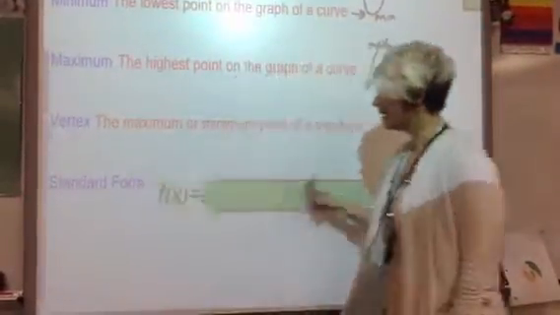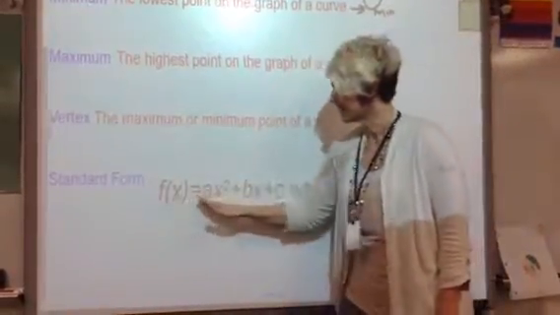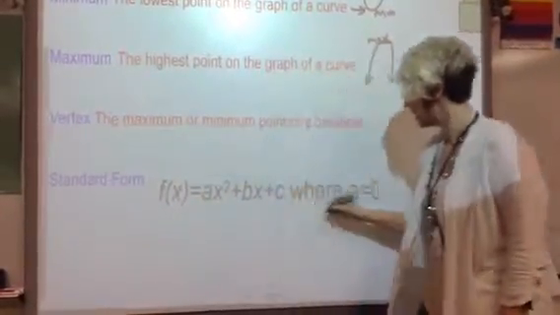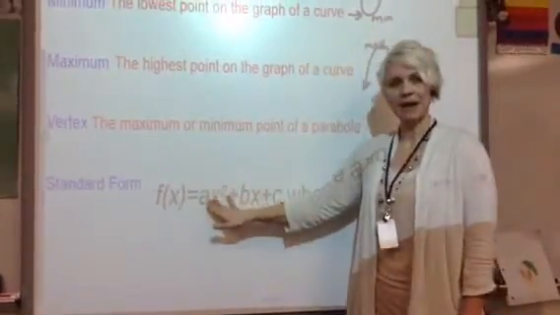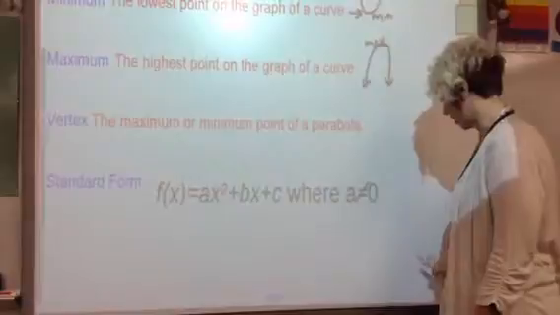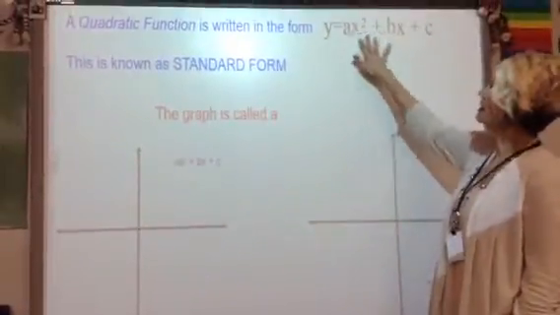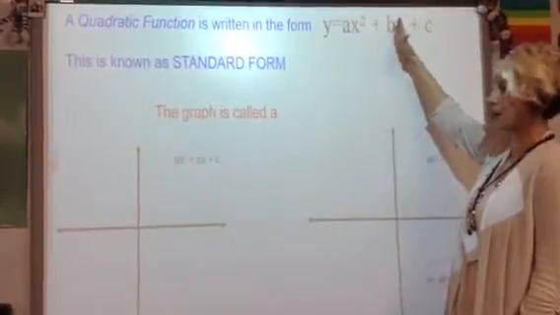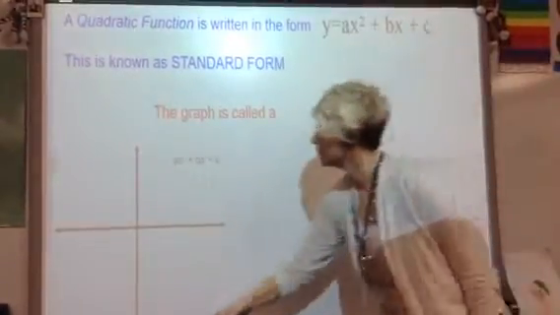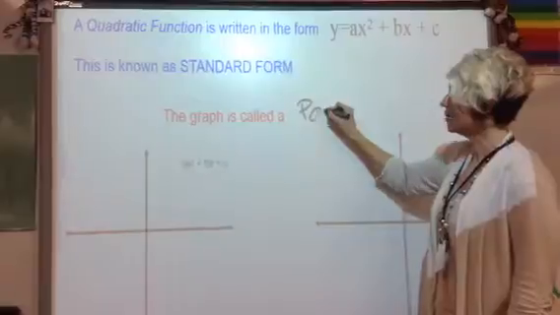Standard form of a quadratic function is f of x equals ax squared plus bx plus c, where a is not equal to 0. So standard form is having that power of 2, power of 1, and then a constant. So this is a quadratic function, and this is known as standard form, power of 2, power of 1, and a constant. The graph is called a parabola.